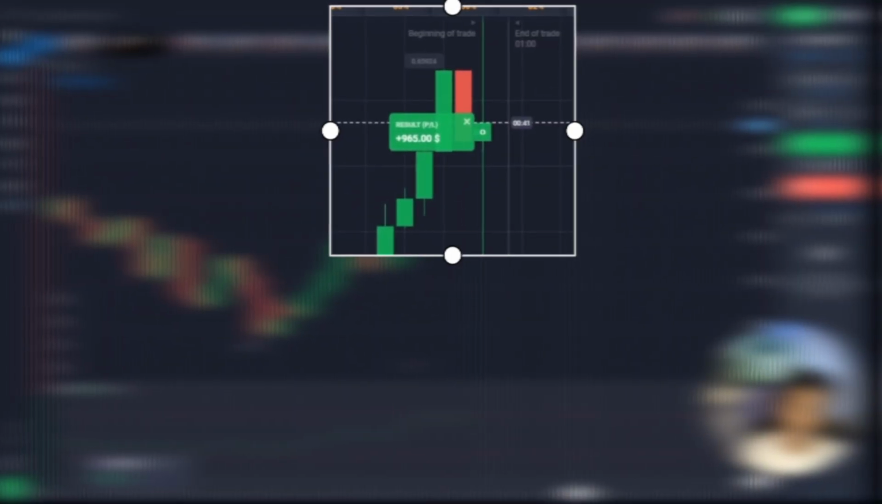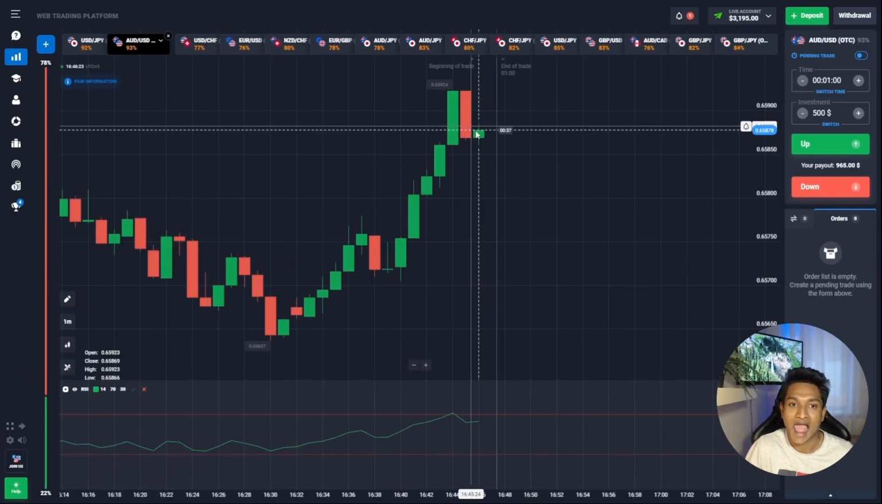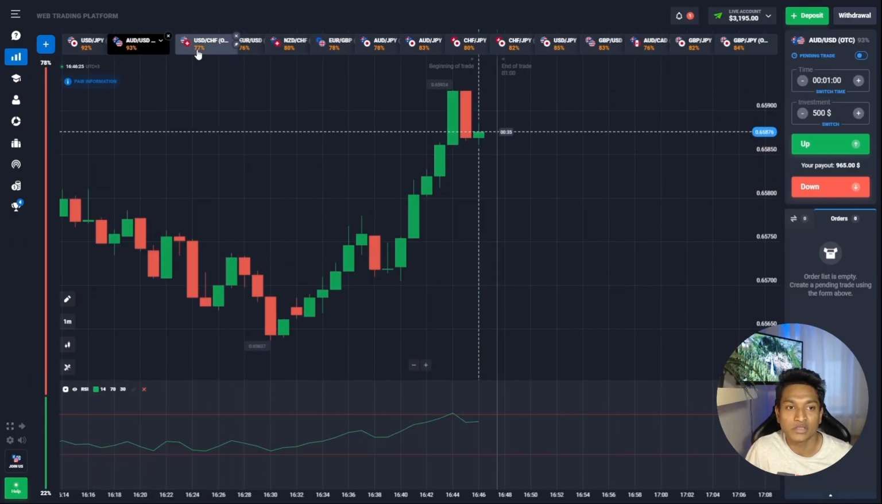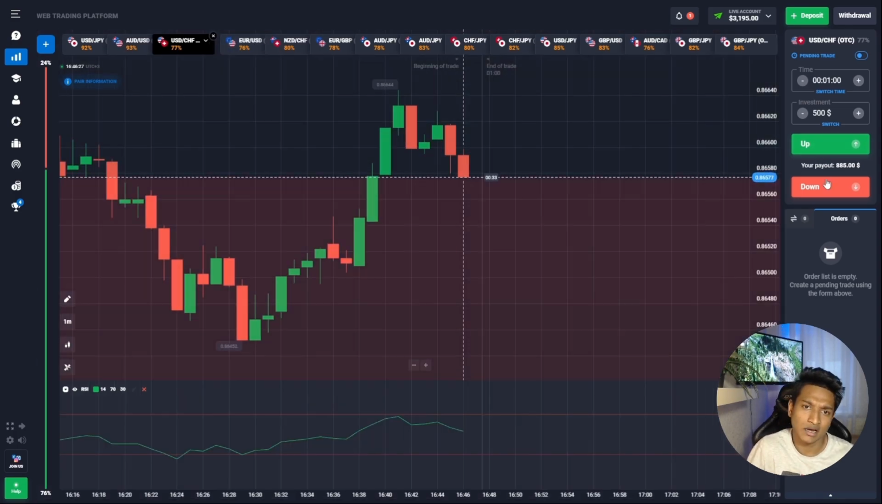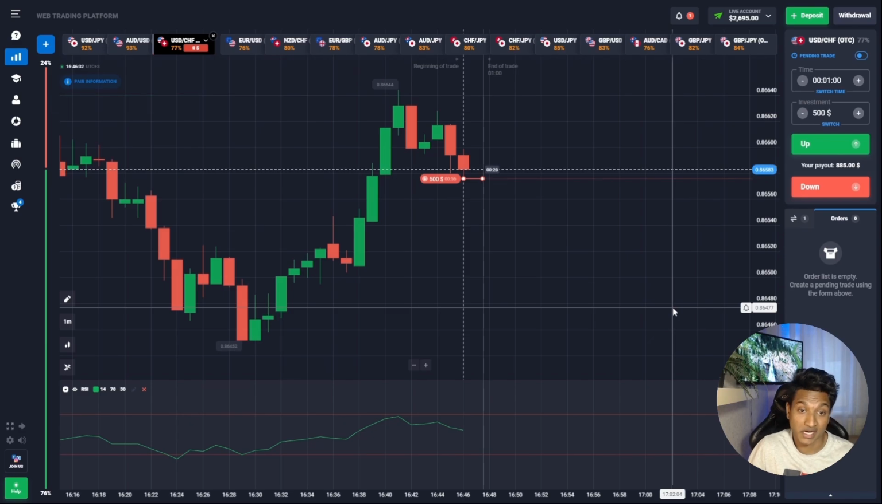So far so good. Made a profit, guys, $965. And what about the market, guys? Let's change the currency pair and let's push down for USD CHF. It's a good trend, guys. Trend is our friend, and it's pushing down right now. The market is traded like that.